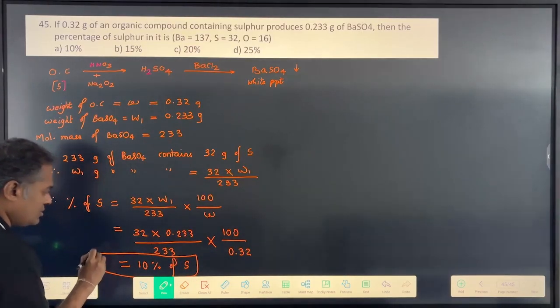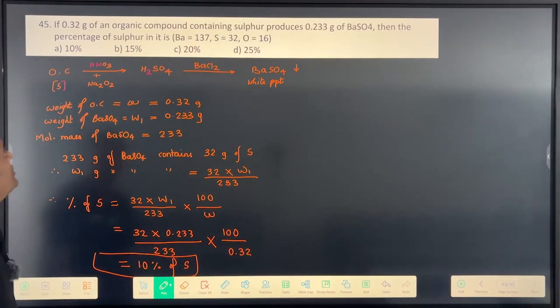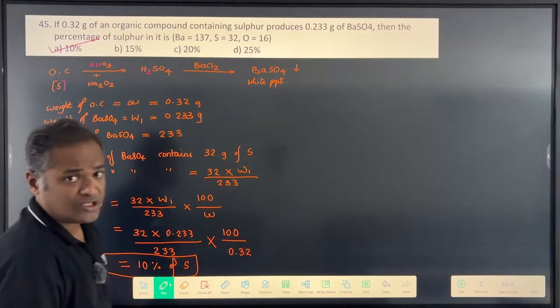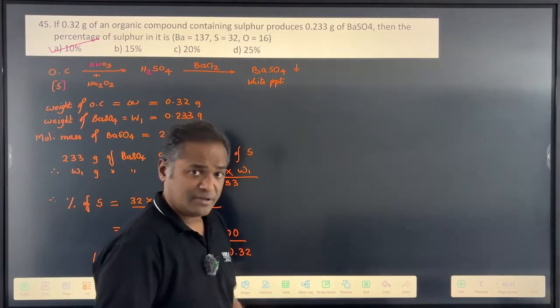So the correct answer for this MCQ is option A. I hope this is clear, child. Fine. Thank you very much, child.